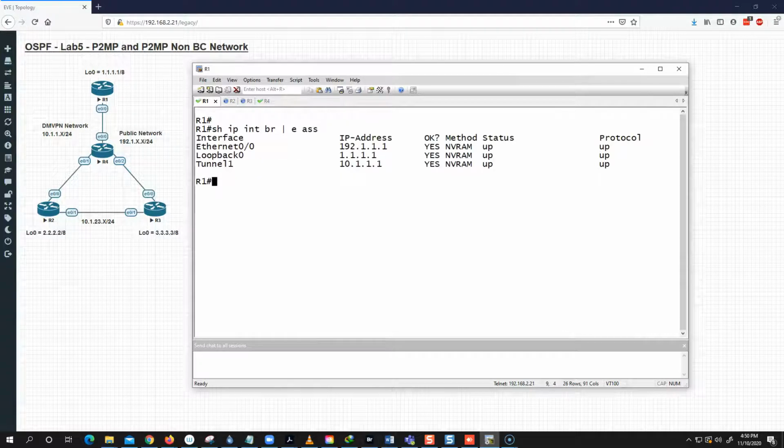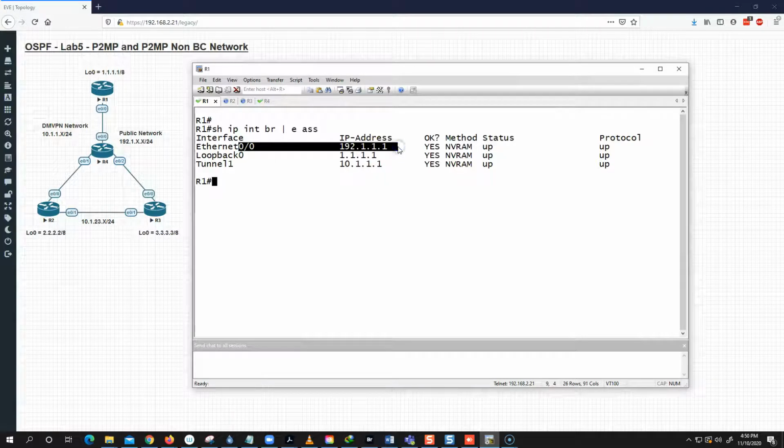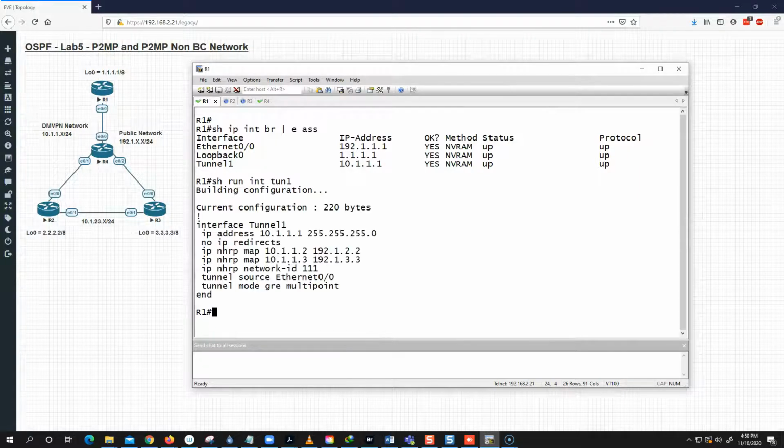on router 1 you can see that I have one public interface, which is Ethernet 0/0, and then you can also see that I have one loopback and I have one tunnel, and this tunnel is for the DMVPN network, right? So if we look at the tunnel interface, you can see that this is a DMVPN tunnel, and that's a static tunnel, not a dynamic tunnel. I'm using a static tunnel here.